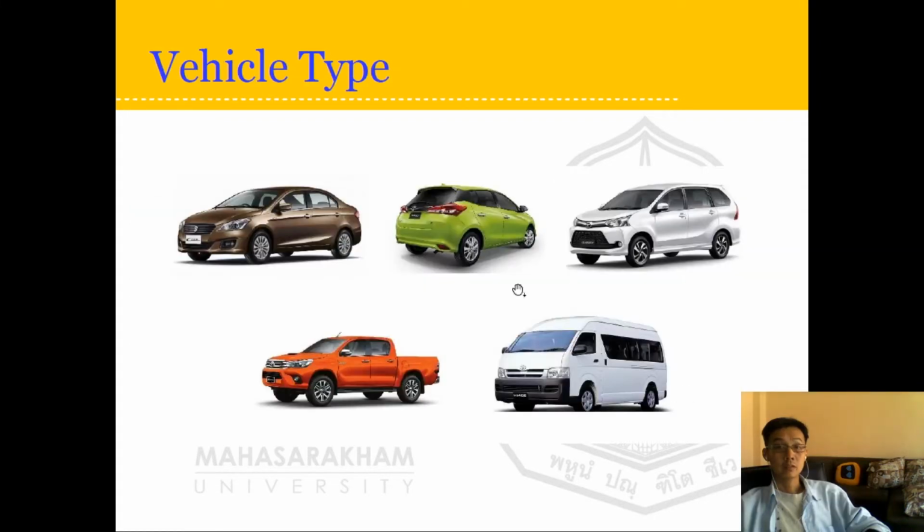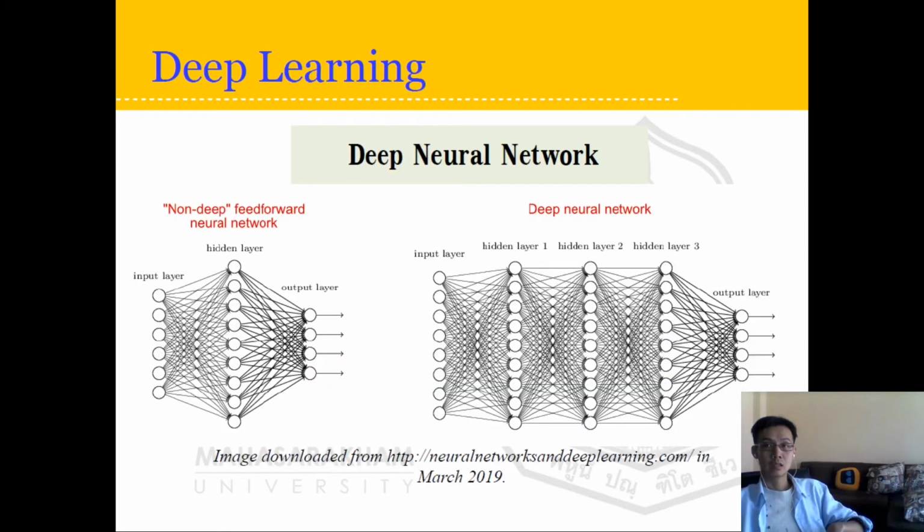In our research, we are focusing on the 5 popular types of vehicle used in Thailand. The first one is sedan, and then hatchback, SUV, pickup, and van. From the details we mentioned in the introduction, in this research, we are trying to solve vehicle type image recognition based on those 5 vehicle types, using methods in deep learning technology.